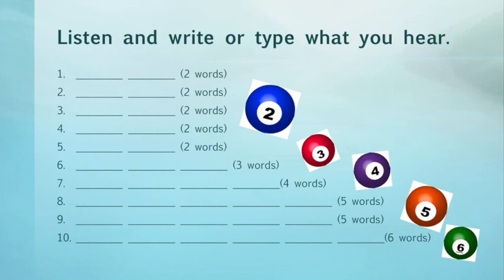Number 9. What could possibly go wrong? Number 10. That child plays well with others.